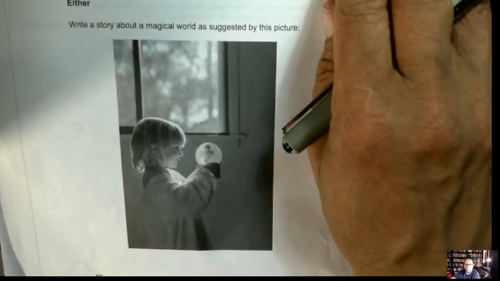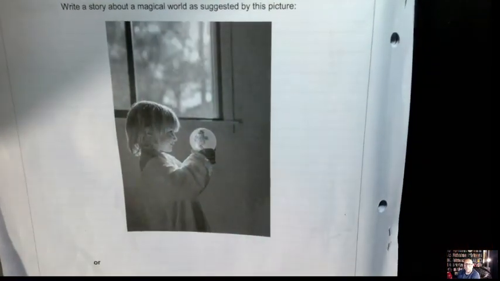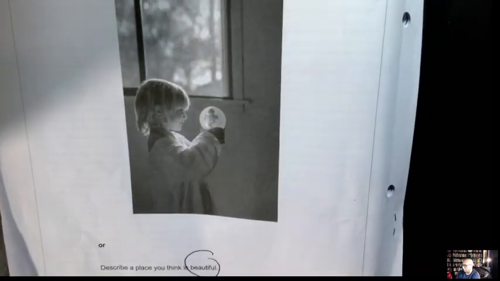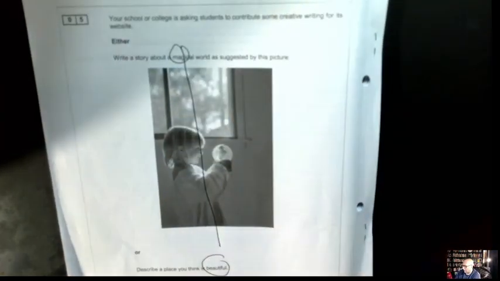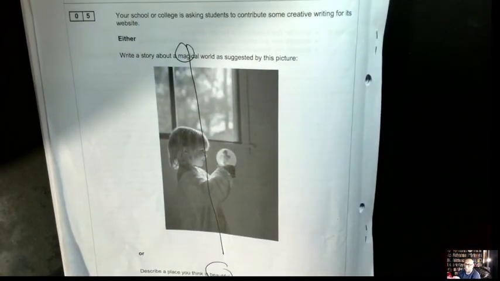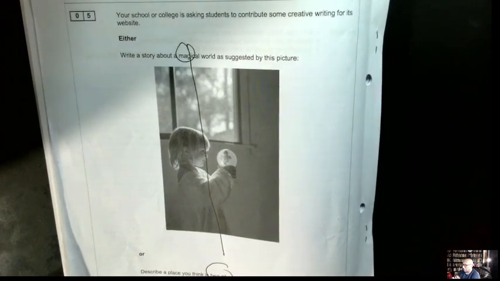I'm in the last hour of the exam. I have to calm down and pull myself together. Write a story about a magical world or describe a place you think is beautiful. Both of these are really simple. A magical world can be something that's beautiful. The narration and the description isn't central.